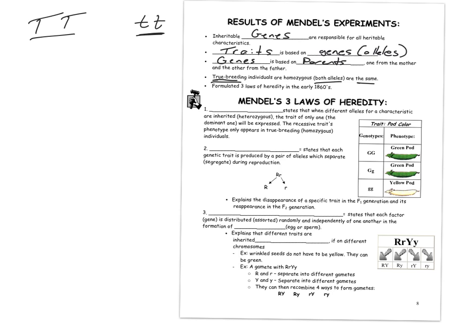The three laws that he developed, you can find those yourself. The first law states that when different alleles of a characteristic are inherited in heterozygotes, the trait of only one, the dominant one, will be expressed. The recessive trait's phenotype only appears in true breeding homozygous individuals. So there are three laws. They have names. I'm going to let you find them, but know the laws for sure. I'm not going to sit here and go through every question with you. I'm trying to give you some background so you feel a little more confident in searching out the rest of this.